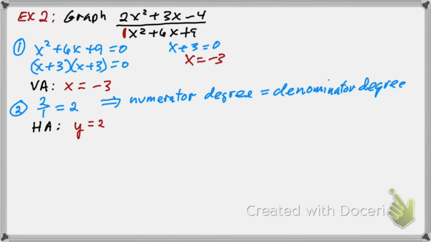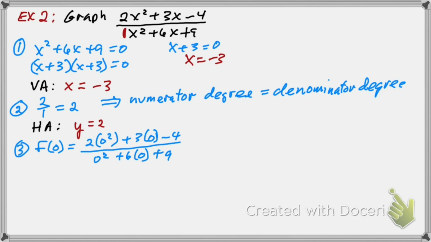Next step, I want to find my y-intercept. So I take my function. I'm wanting to say, well, where does it cross the y-axis when x is 0? So I plug 0 into my function, any place there's an x. Here's what I'm getting. When I figure it out, I get negative 4/9. So at the point 0, negative 4/9, I know that's where my y-intercept is.